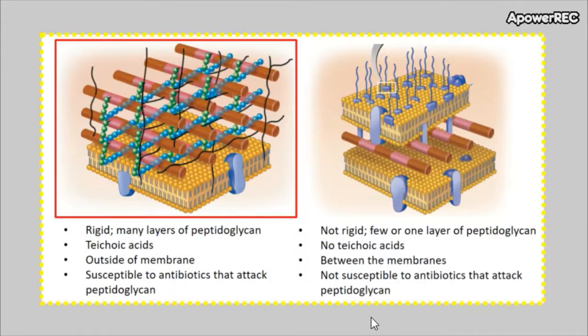In this slide, I also show gram-negative cell walls, and they are not as rigid. They're made of just a few or one layer of peptidoglycan. There are no teichoic acids. There is LPS. The peptidoglycan is located between the membranes, and it is not susceptible or much less susceptible to attack on the peptidoglycan.